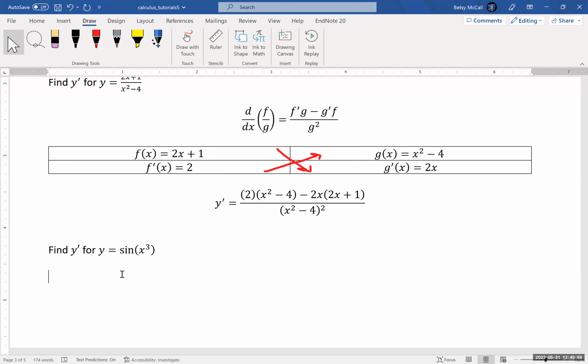So one way to think about this is outside is sine of stuff. And then the inside, the stuff, is the x cubed.